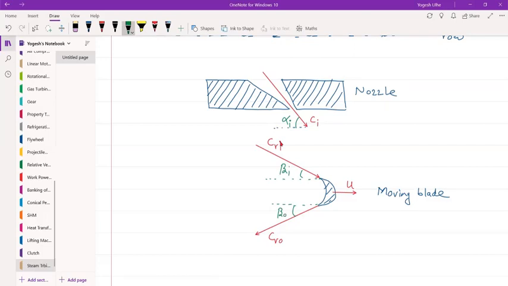This is beta O. Okay, everyone, are you getting my point? CRI means relative velocity at inlet. CRO means relative velocity at outlet. Relative velocity means, suppose actually this blade is moving, and you assume the blade as stationary. Any doubt in this one?